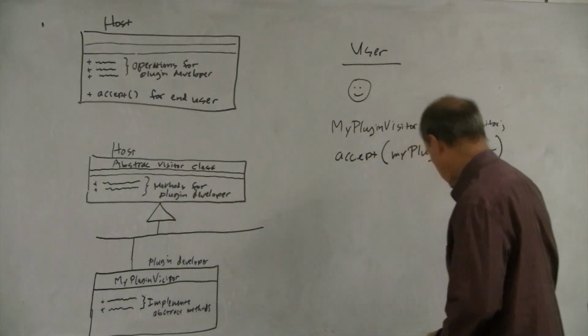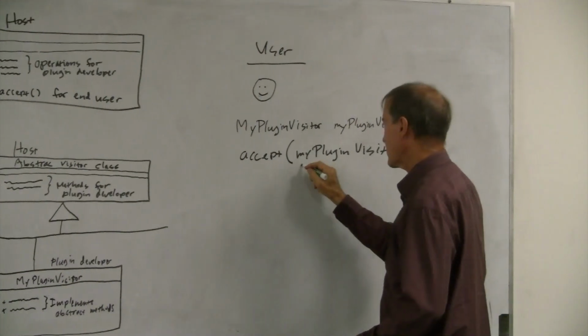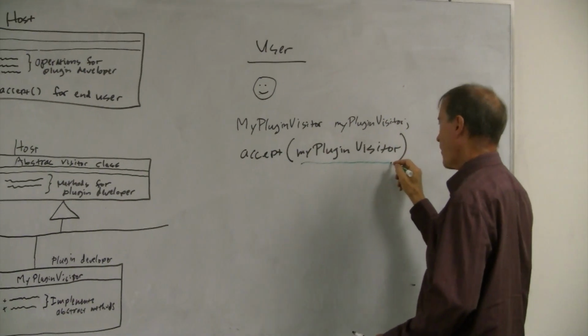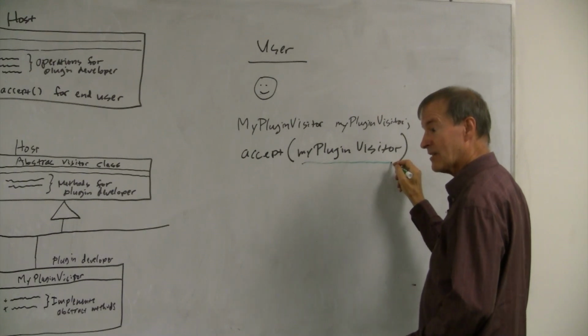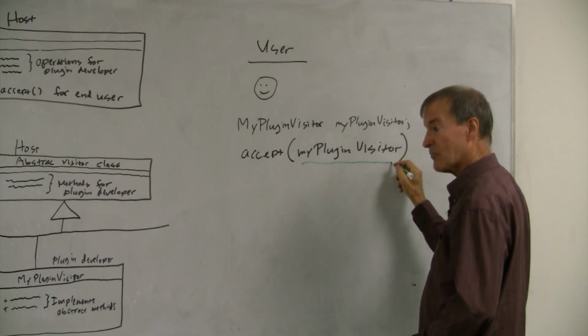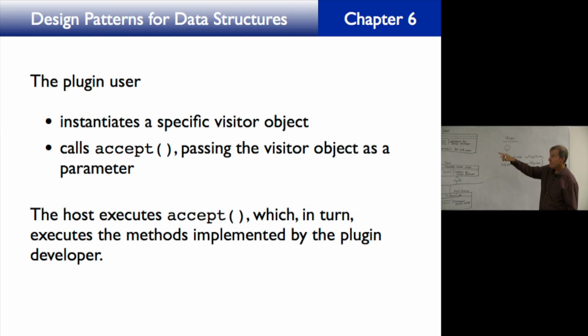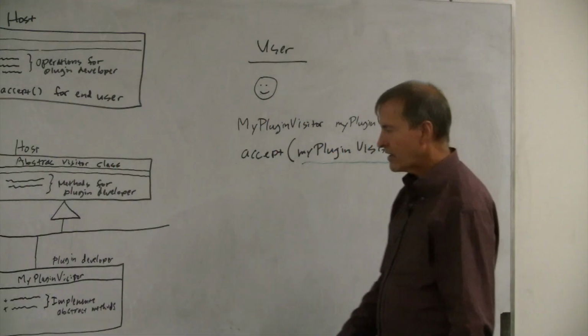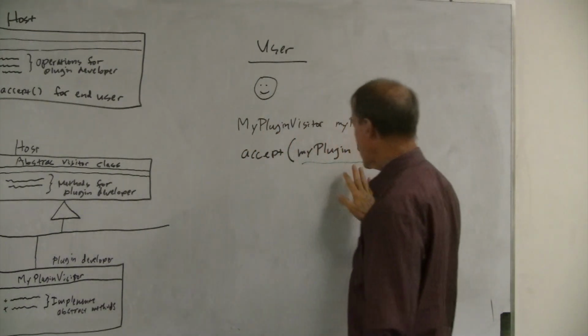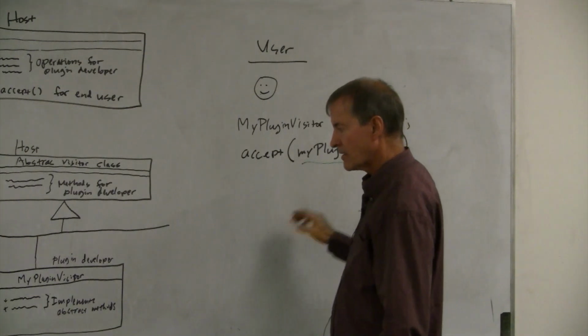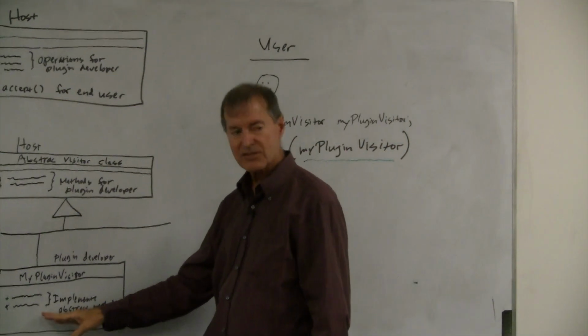Are you with me? But look, what is this thing? What are we passing? Are we passing an int? Are we passing a double? Are we passing a list? Are we passing the list that we want to have shuffled? No. What are we passing? We are passing a what? A visitor. Passing the visitor object as a parameter. This is a visitor. But what does this object have? It has these methods.